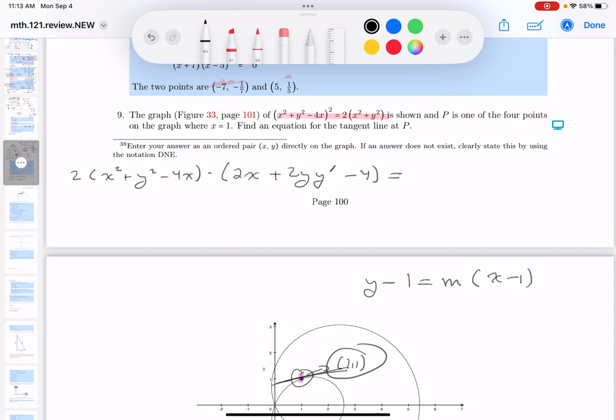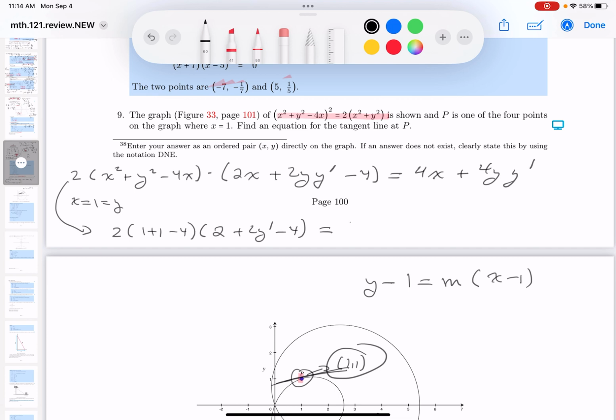What do you get there? Well, let's take a look. You get, let's say 2x squared, that would be 4x. Then you're going to get 2y squared, that's 4y y prime. How do I figure out y prime? Just plug in the point, 1, 1. Let's do that. So I'm going to say x equals 1 and y equals 1, and we're going to plug it in to find out what y prime is. You get 2 times 1 plus 1 minus 4. Over here you get 2 plus 2y prime minus 4.